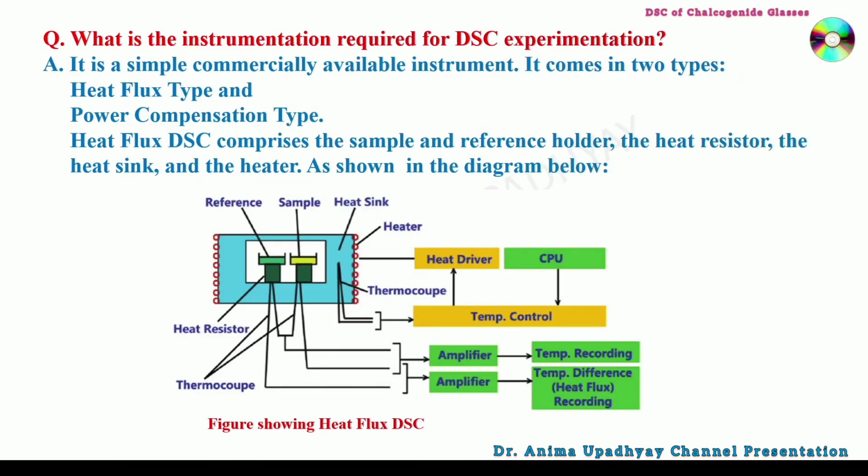What is the instrumentation required for DSC experimentation? It is a simple and commercially available instrument. It comes in two types, heat flux type and power compensation type. The heat flux DSC comprises the sample and the reference holder. You can see here in the figure the heat resistor, the heat sink and the heater.